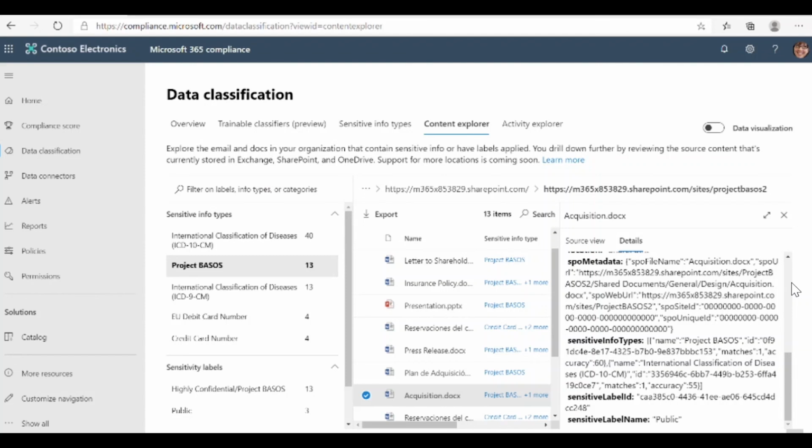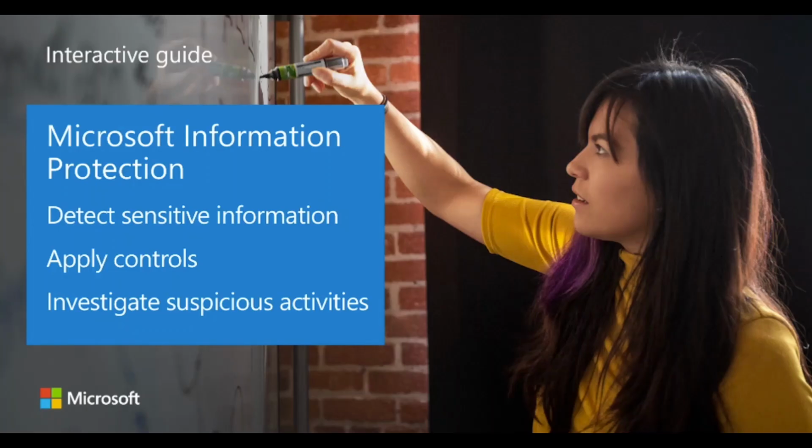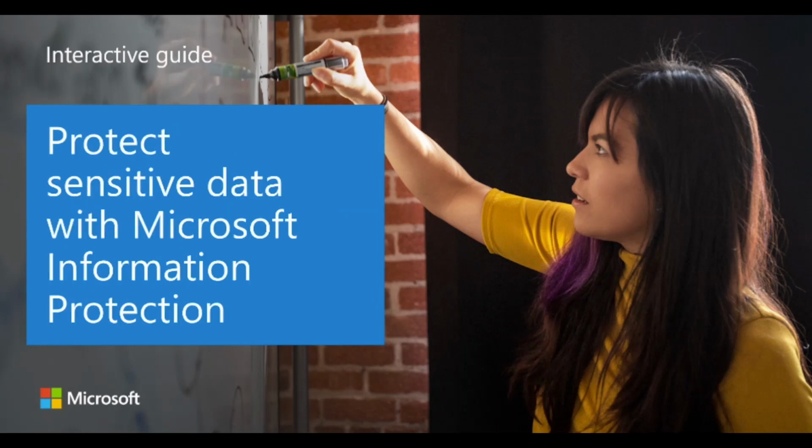You just learned how Microsoft Information Protection can help you detect sensitive information across your enterprise, apply custom controls to meet your unique requirements, and investigate suspicious behavior.